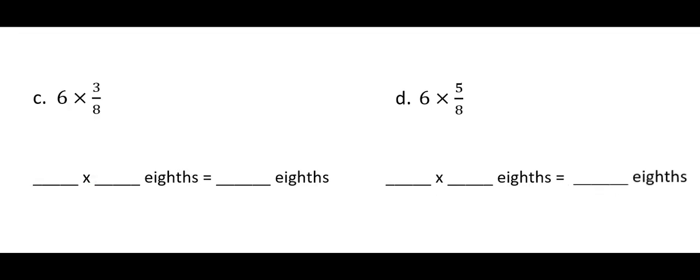In the next question, I have 6 times 3/8. That means I need 6 groups of 3/8. Well, since 6 times 3 is 18, my final answer is 18/8. And in question D, I have 6 times 5/8. That means I need 6 groups of 5/8. 6 times 5 is 30, so that gives me 30/8. 6 groups of 5/8 equals 30/8.